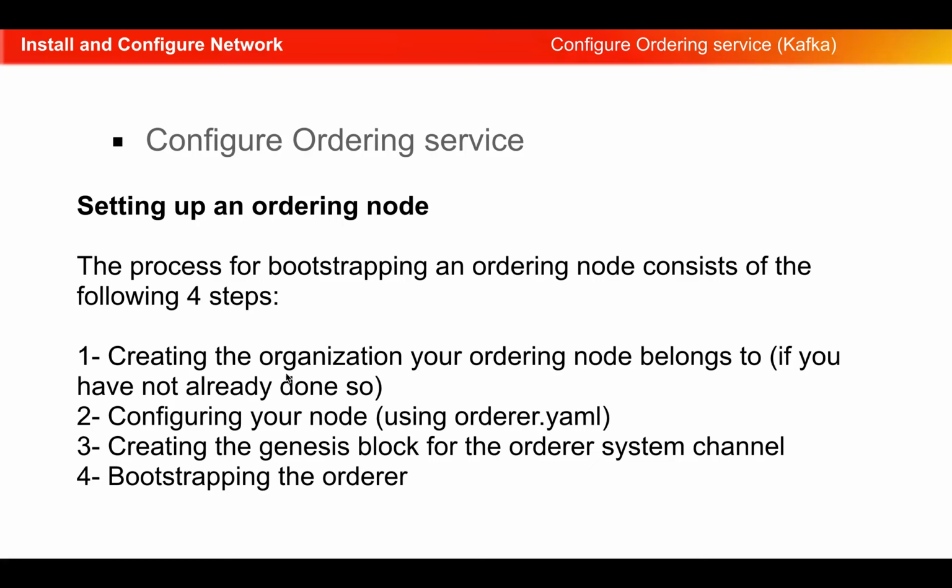First is creating the organization to which your orderer node belongs. Then you have to configure your node, obviously using the orderer.yaml file. Then you have to create the Genesis block for the orderer system channel. Next, you have to bootstrap the orderer. We will look into all these processes one by one.